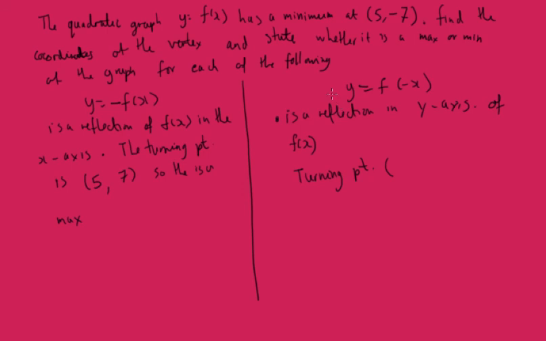So the turning point here, when it's a reflection in the y-axis, the x-coordinate is going to change, but the y-coordinate stays the same. So this is a minimum.